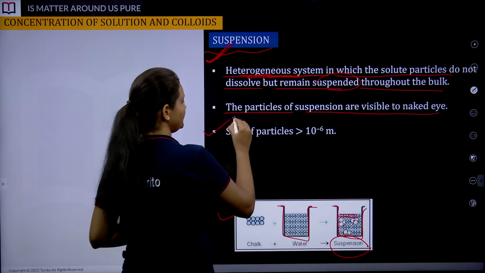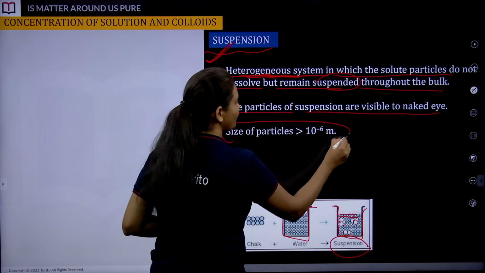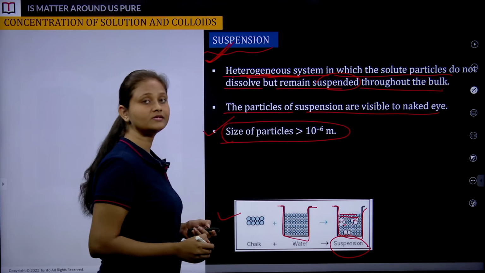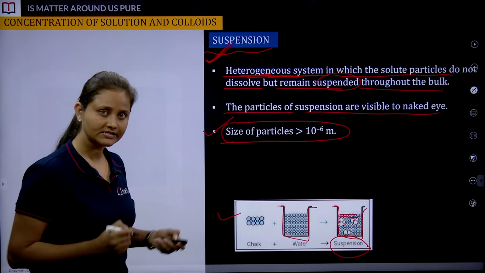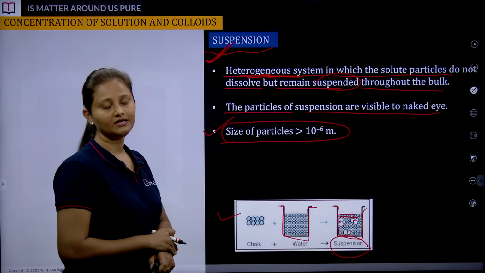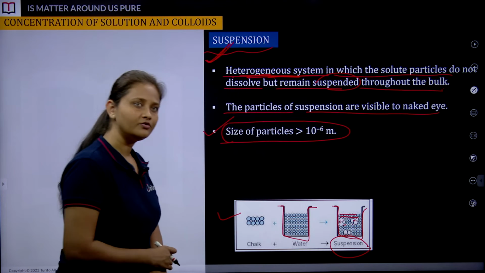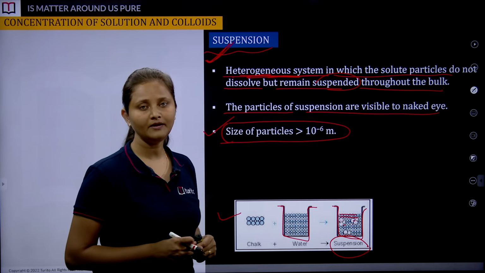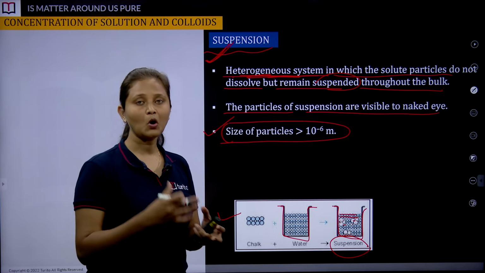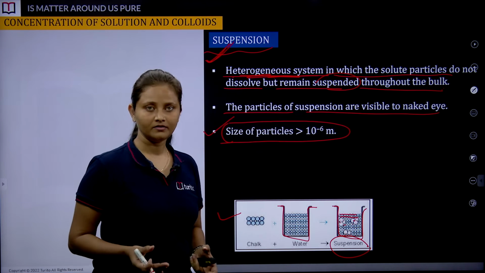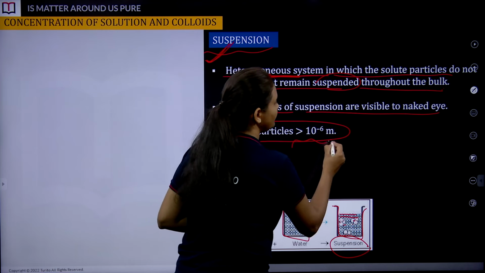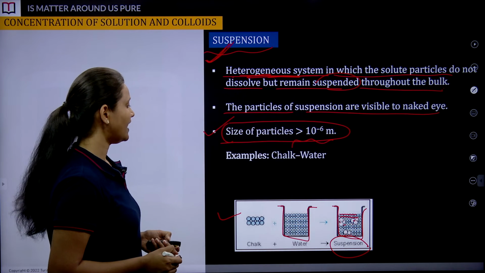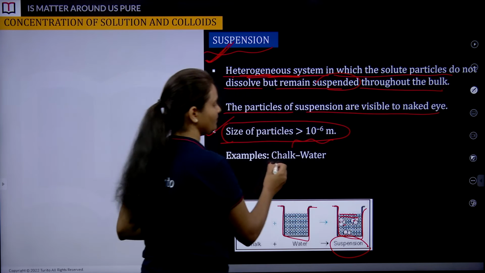Yes, and importantly we have to understand what is the size. It's greater than 10 raised to minus 6 meter. That is the size which we observe in particles of suspension. In a true solution, what was the size of this particle, students? Can anyone tell me? It was smaller than 1 nanometer. Here it's greater than 10 raised to minus 6 meter. Correct? So that is what suspension is.